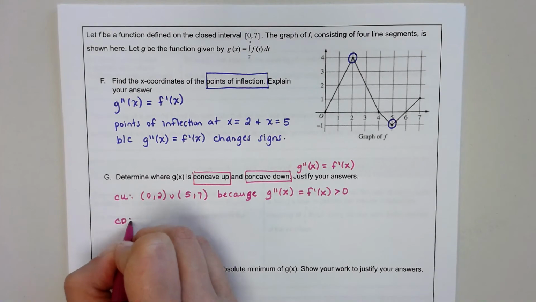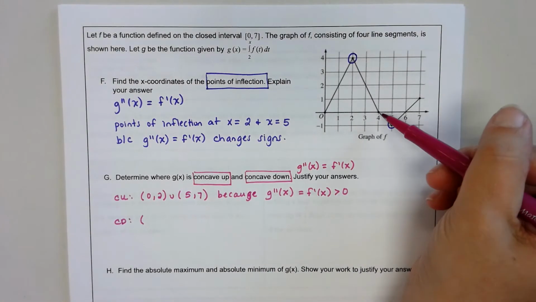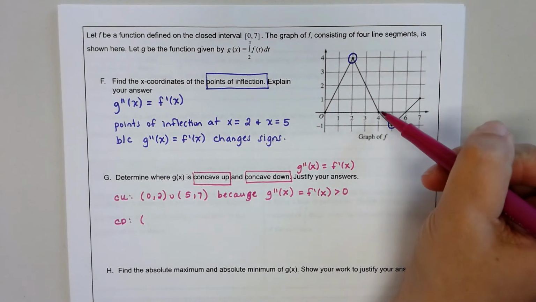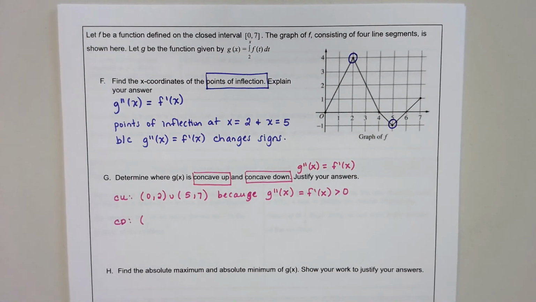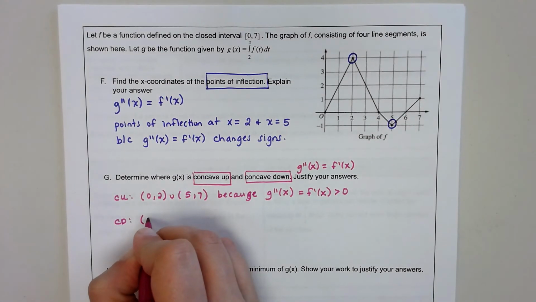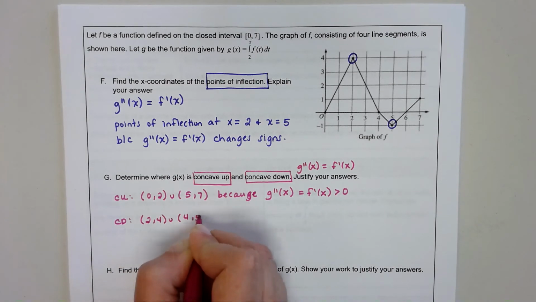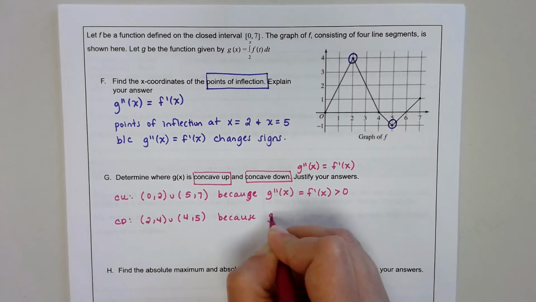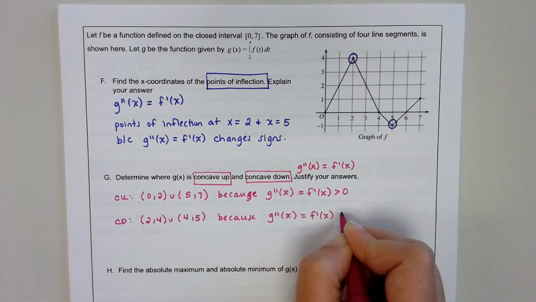We can also say we're concave down whenever our slope is negative, but there is one place where I'm going to need to break up this interval. I've got a downhill slope and a downhill slope. I need to exclude this corner because derivatives don't exist at corners. So I would say from 2 to 4 and from 4 to 5 because the second derivative of g, which is the first derivative of f, is less than 0.